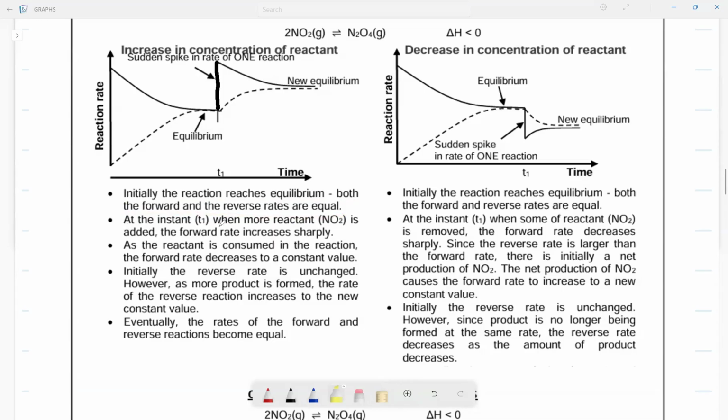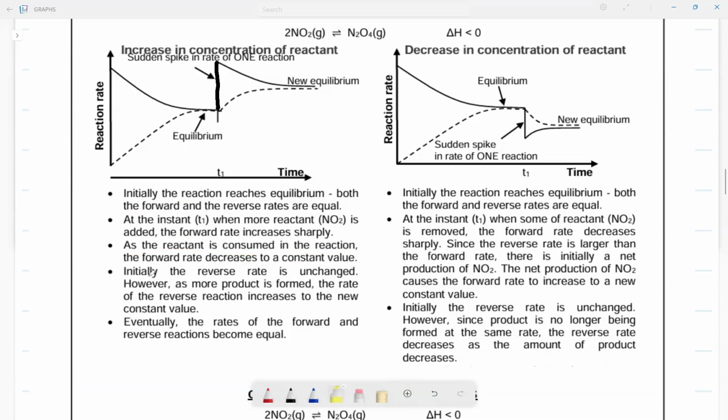At the instant T1, when more concentration of NO2 is added, can you see the concentration of our reactant is added? The forward rate increases sharply. Okay, there is a sudden spike. As the reactant is consumed in the reaction, the forward rate decreases because now there are fewer reactants to use.